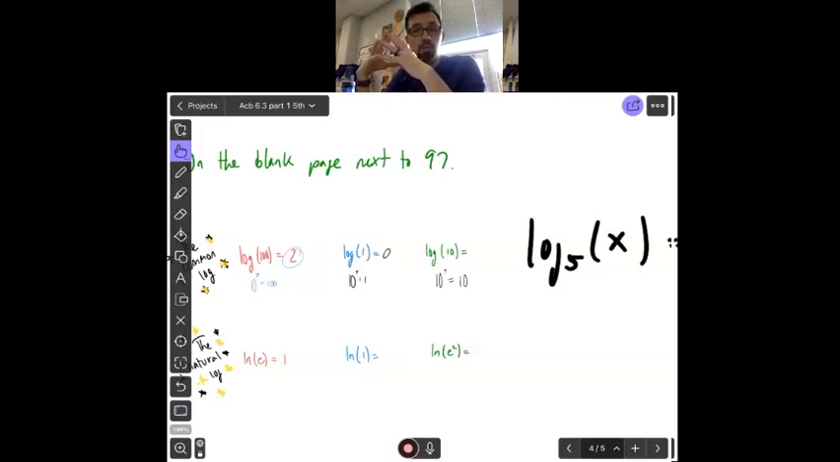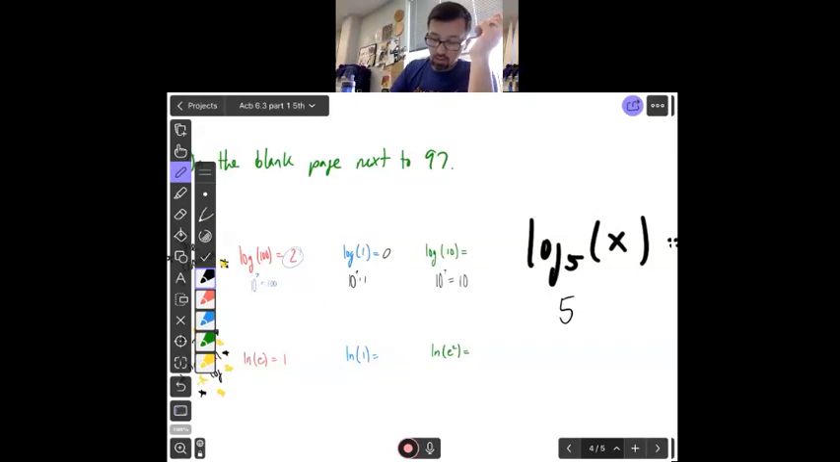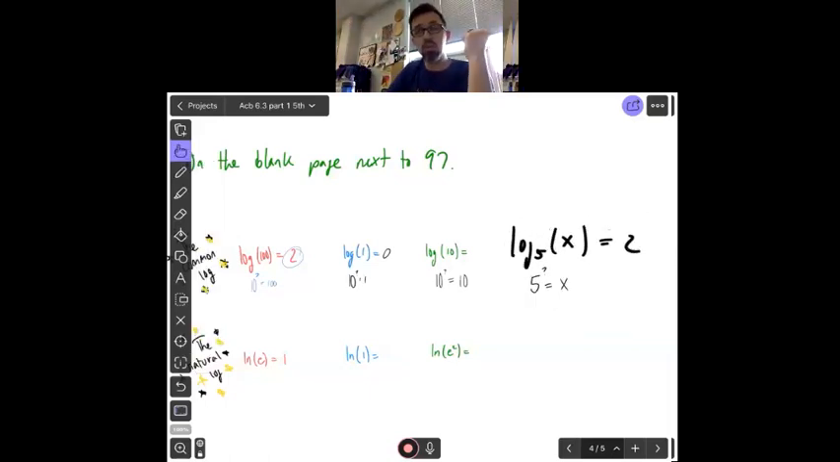Yep, 5 to what power is x? 5 to the question mark is x. Then we get to answer that, right? But do you see how x is by itself now? We're trying to solve for x. How do we get x by itself if it's inside this thing? We can't just pull it off, right? What's the math that lets us do that? Now we can answer the question. Oh, 5 squared is x.